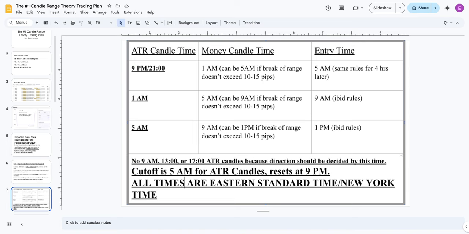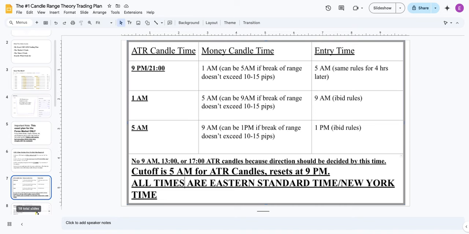I'm not trading prior to those times. All right. So it's very, very detailed. After 9 a.m., I'm not looking for any more ATR candles. Okay. And again, all times are Eastern Standard New York time. Okay. So you have to convert the time frames if you're in a different zone. I can't help you with that, but you can Google it and find out for yourself.